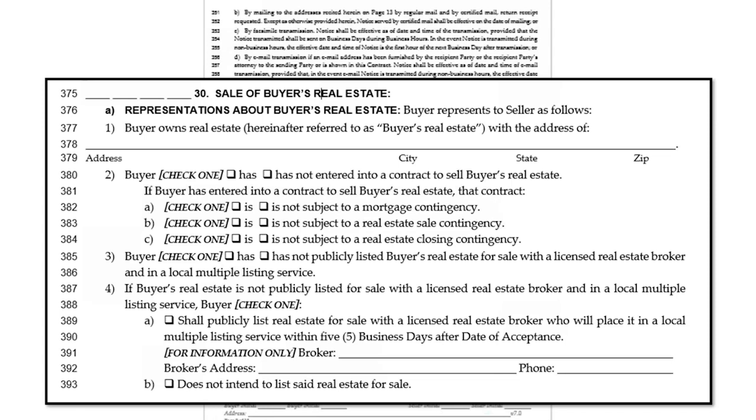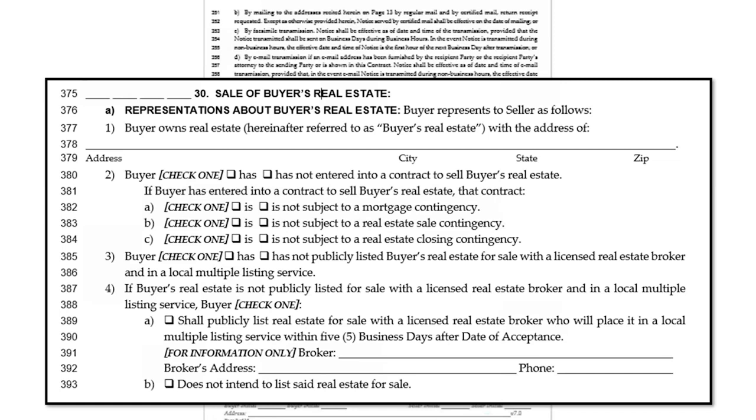Or the buyer could say, I do not intend to list said real estate for sale. So now what are you telling me? You're telling me that your buyer has a house to sell. They are not going to list it and they're going to go for sale by owner or some cockamamie thing. And I have to tell you right now, my seller's probably going to come back and say, I don't think so, because I'm not taking my house almost off the market while you're out trying to sell it for sale by owner. Okay, so that's what happens if they have not entered into a contract.